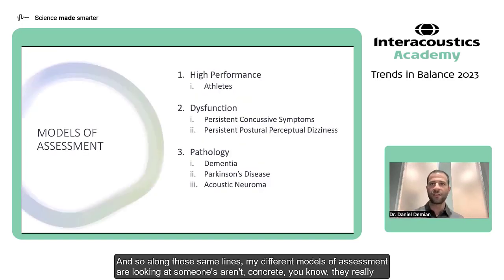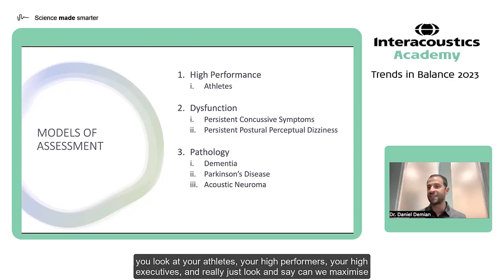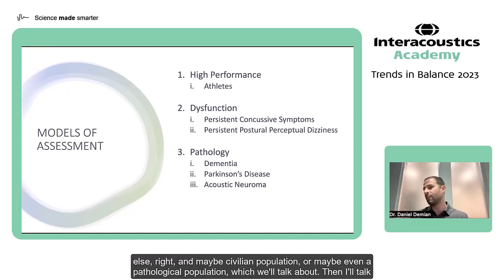And so along those same lines, I have different models of assessment for looking at someone, which aren't concrete. I just want to give us an idea of lenses that we can look at a person with. An example of that is high performance, where you look at your athletes, your high performers, your high executives, and really just ask, can we maximize performance? And the lens we look at, or the threshold we set for these people, might be a little bit tighter than for someone else, right? Maybe a civilian population, or maybe even a pathological population, which we'll talk about.